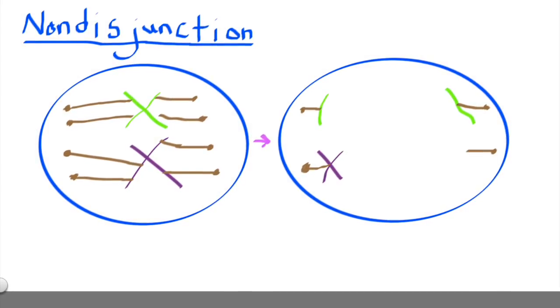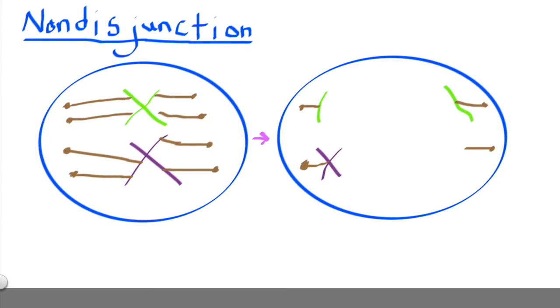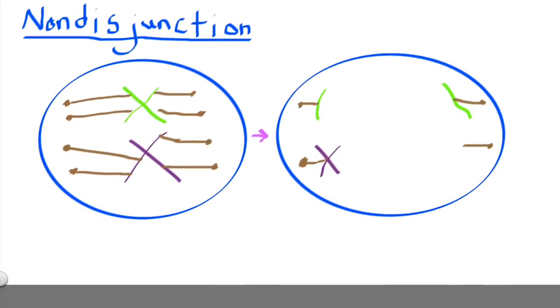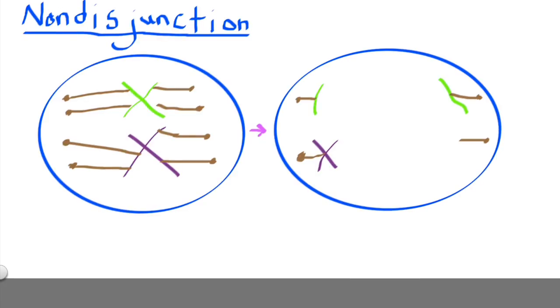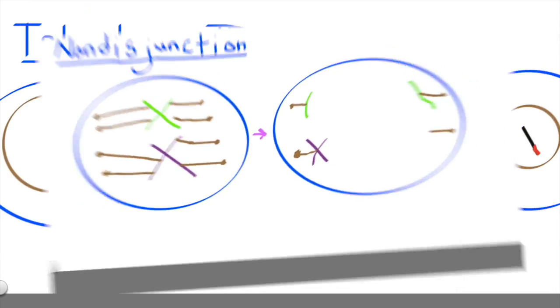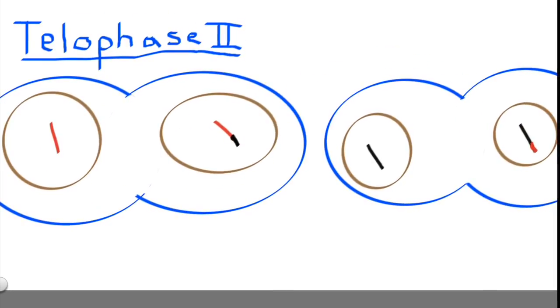Ignoring the cells I've been drawing, here are two different ones. As you can see, the sister chromatids of the purple chromosome are not pulled apart. Instead, they both go to the same side. This is a link to genetic diseases and can cause serious problems. Back to our normal cells.